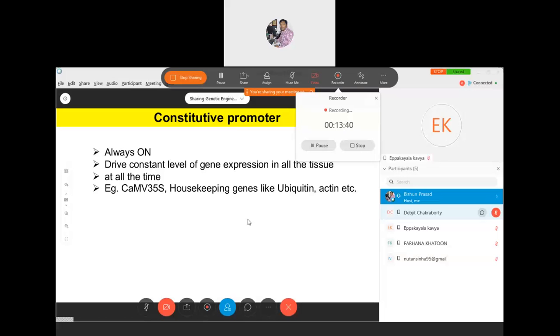Suppose you want to express some particular gene and you want it to express in leaf, it should also express in root, or in day and night. Every time if you want to express it, then you should take a constitutive promoter. The 35S promoter, you can take the actin promoter. So these are the promoters that will keep your gene active at all time points. So depending upon your experiment, you can choose whether you need a constitutive promoter or you don't need the constitutive promoter.